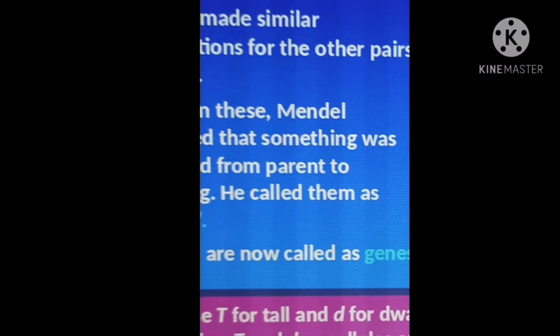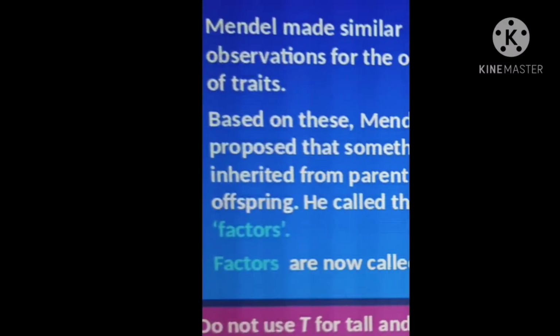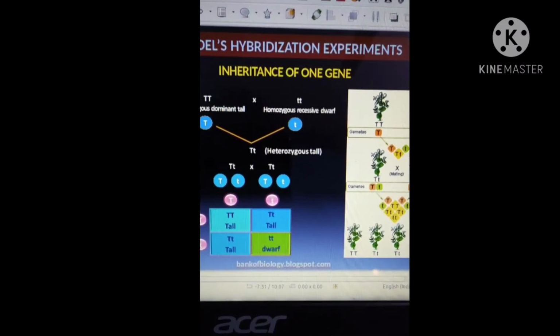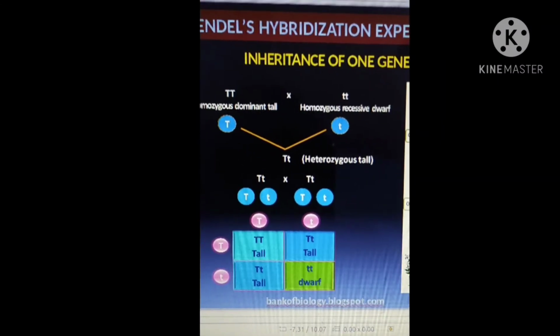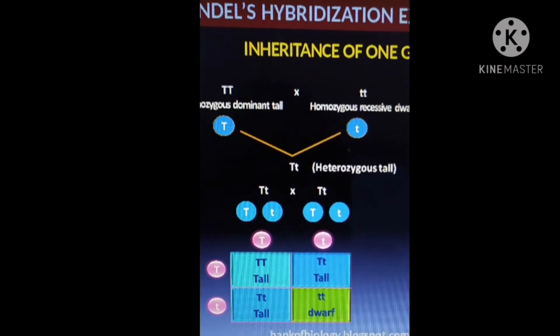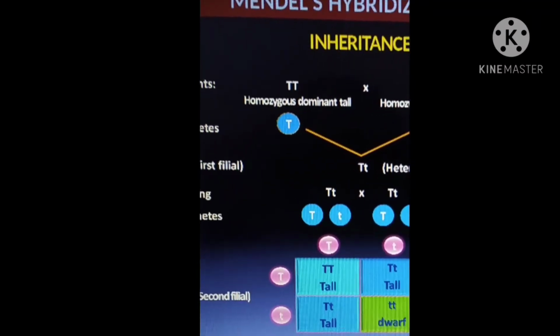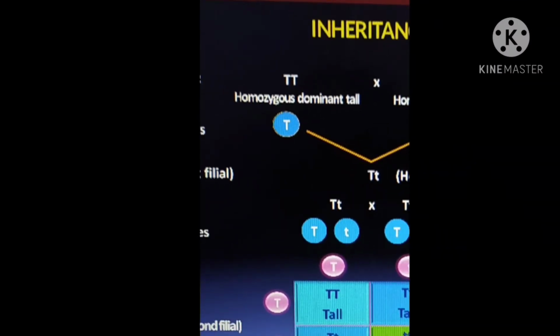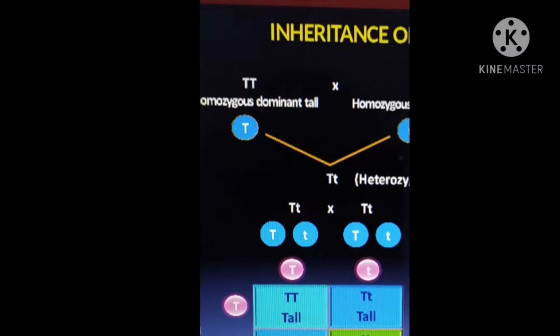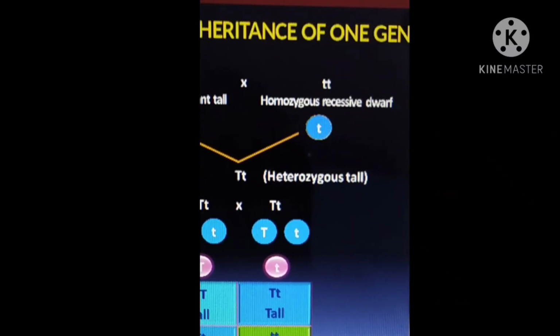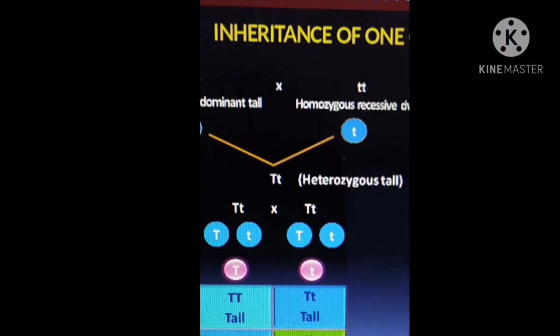And there are two varieties of plants. One is tall and another one is dwarf. So these were true breeding plants. True breeding means the plants which show the same character for many generations. True breeding tall means all the plants in that category were tall for many generations, and dwarf plants means the plants in that variety are dwarf for many generations. So he selected two varieties, tall and dwarf, and crossed them.